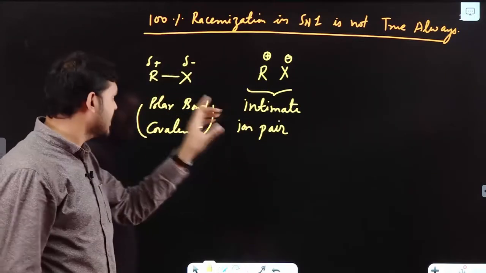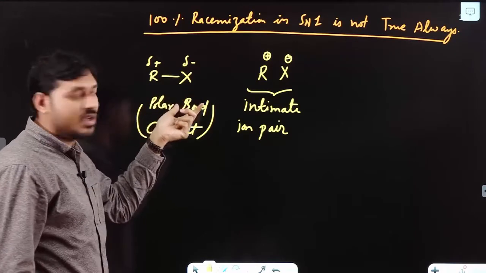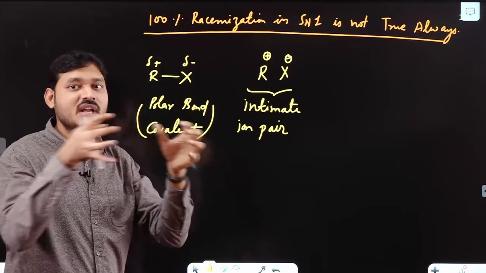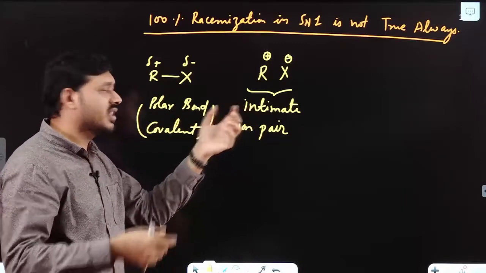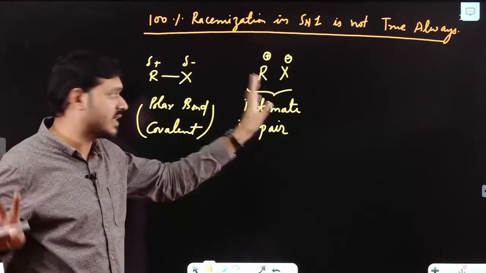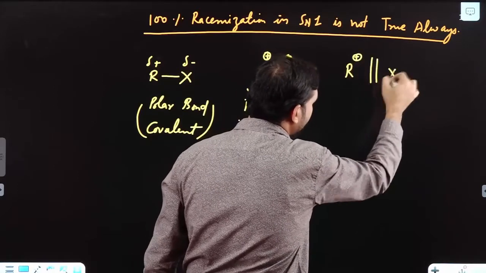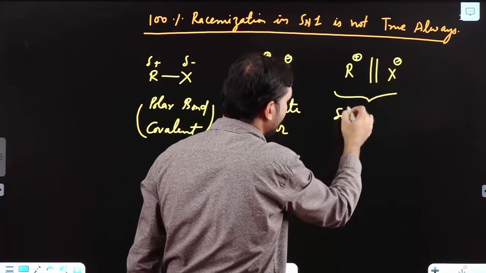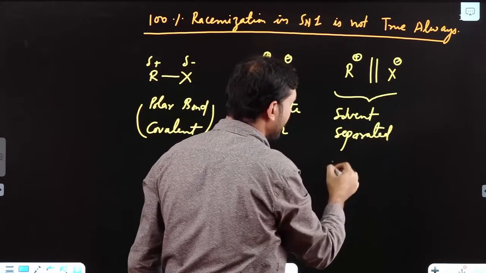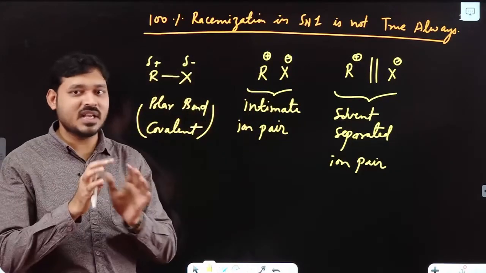See, what I mean to say is, when this bond is broken, it is broken by heterolysis. Okay, so the charge separation is plus and minus. So due to heterolysis, they are having a strong electrostatic force of attraction right now. They are not separated far away. Here just heterolysis has occurred. That's it. Now what will happen? R plus X minus. Here I mean to say the solvent separated ion pair.